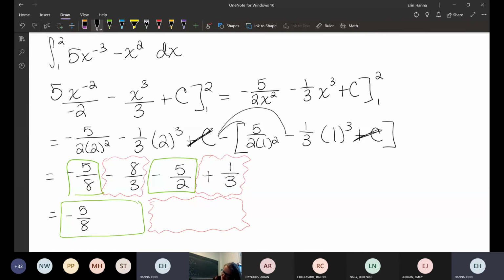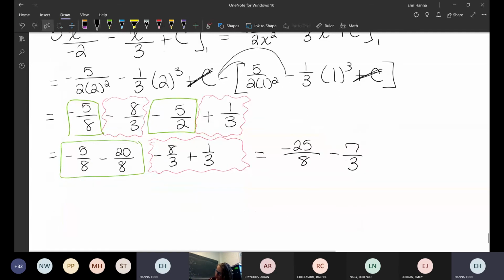Now 5/2 would be equivalent to 20/8. You multiply the top and bottom by 4. And then we'll have 8/3 plus 1/3. So we'll have -25/8 minus 7/3. Ooh, I regret. Now we have to make everything over 24. Oh, I really regret.